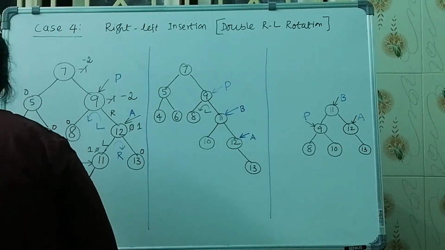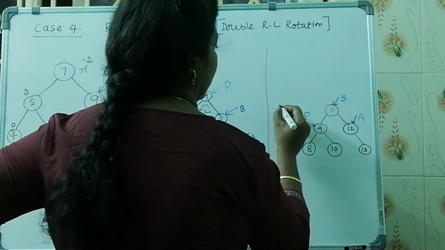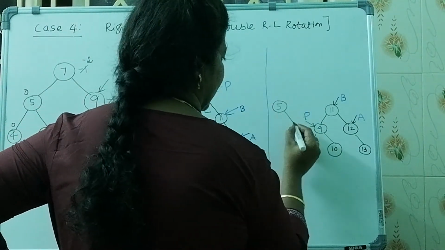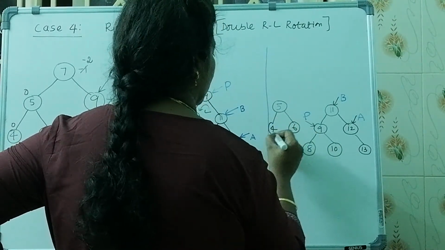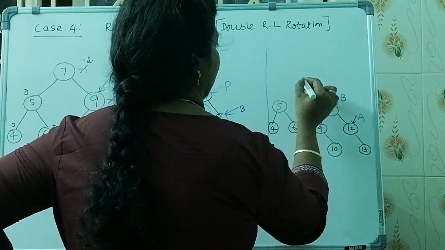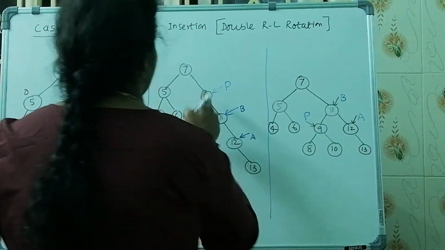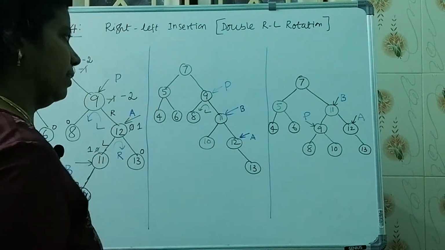Okay, so now you look at the level of 5. 5 is at level 1. Okay, so let us take 5. 5 level, next is 6, then this is 4, no change, and then 7 is the root node. Okay, so you can connect that because there is no change over here, only the path where it gets affected.